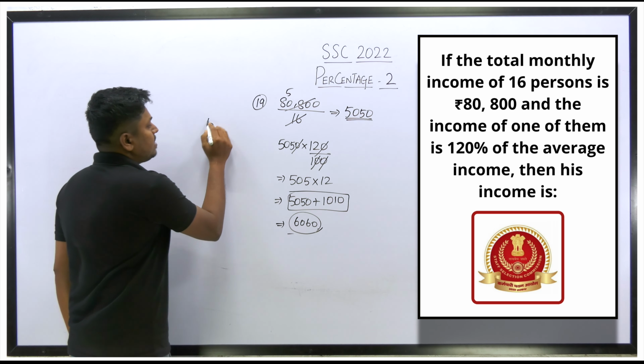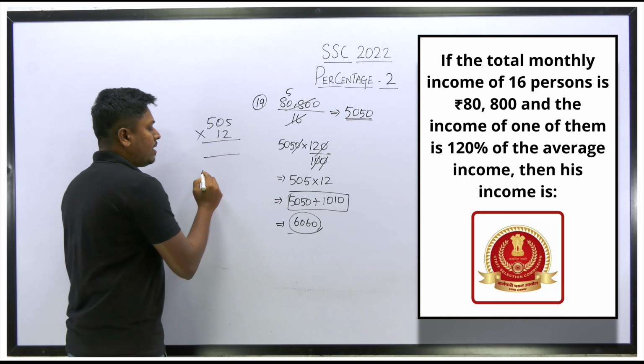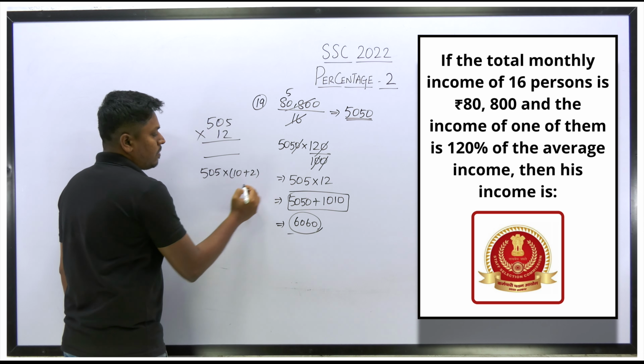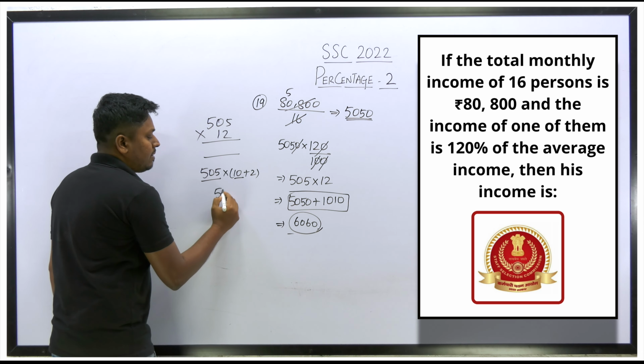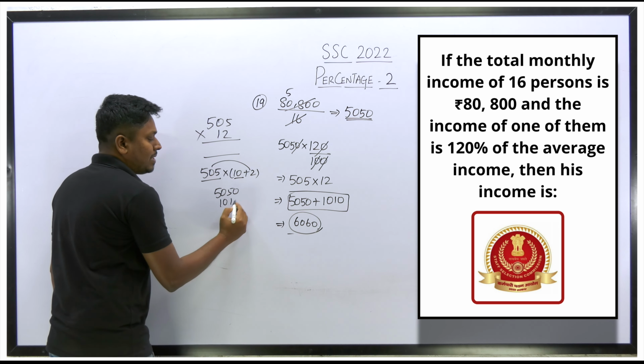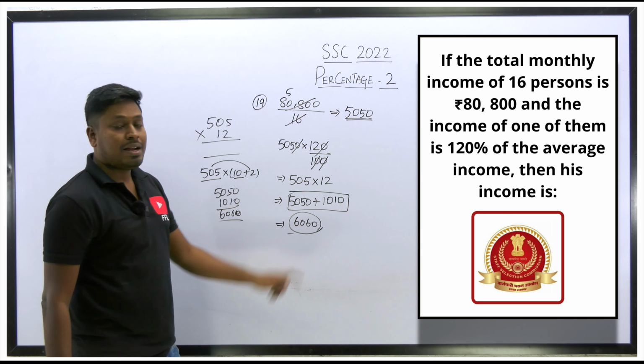Can you understand how I calculated this? Some students will go with the method 505 into 12, which is one method of multiplying. Or else what I did here is I took 12 as 10 plus 2. So 505 into 10 will be 5050, and 505 into 2 will be 1010. So 6060. This is the way I have calculated here.